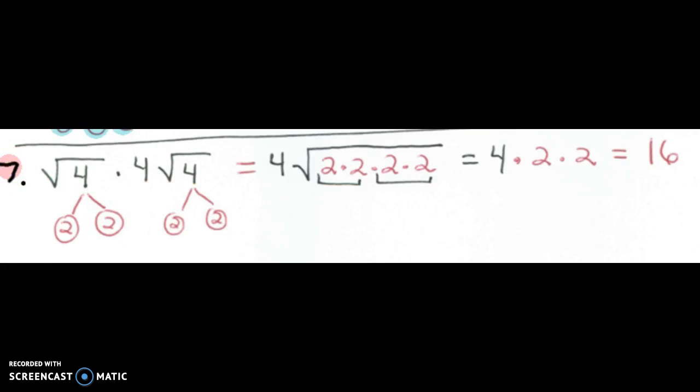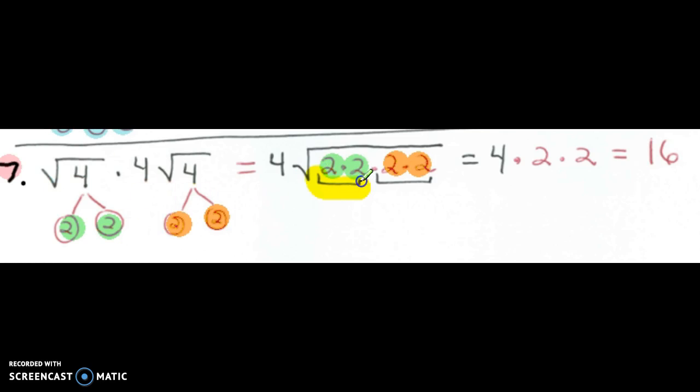In problem number 7, I'm going to multiply the square root of 4 times 4 square root of 4. So first I'm going to factor 4. 2 and 2. That's where these 2's came from. Next I'm going to factor the next 4. So I got 2 and 2. That's where those 2's come from.